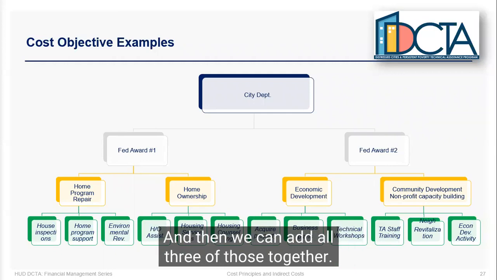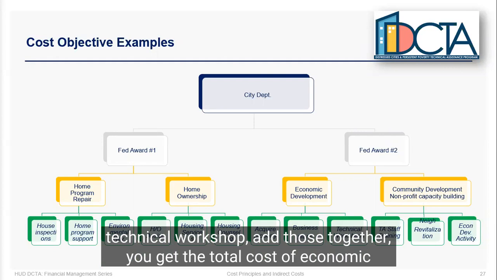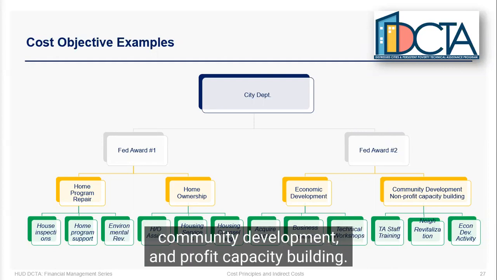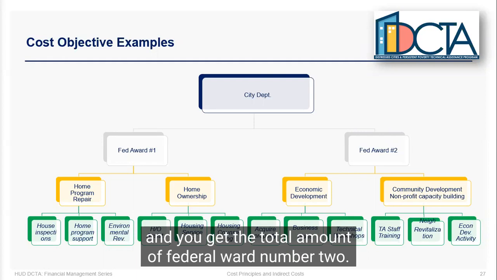And then we can add all three of those together: acquire property, business plan, technical workshop. Add those together, and you get the total cost of economic development. And then we can add up the total cost for economic development and community development, nonprofit capacity building. Those two add up, including all the tasks, and you would get the total amount of federal award number two.